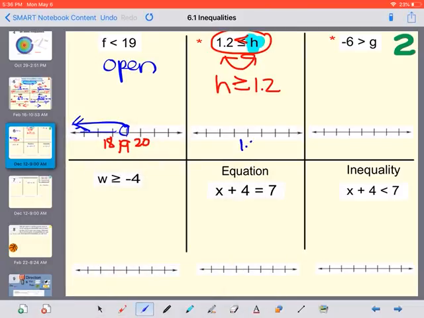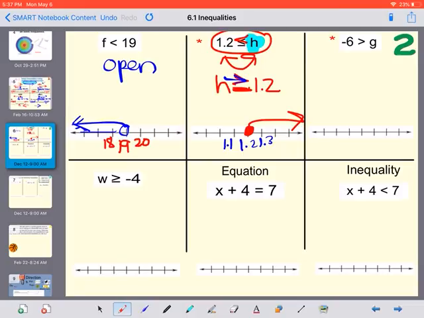So we have the number 1.2 on here. I'm just going to put 1.1 and 1.3. And we have a closed circle because of the equal to underneath. And this is no longer an L for less than. When we flipped it, it became greater than. So all the numbers that are greater than 1.2 are to the right. Again, you can put an arrow in here to point that arrow to the right.